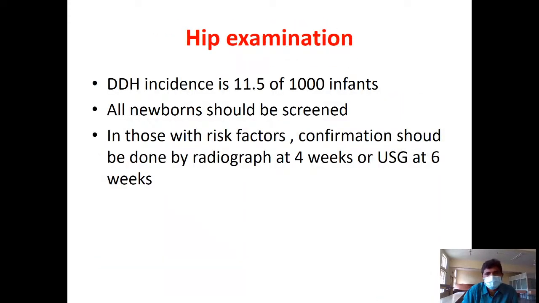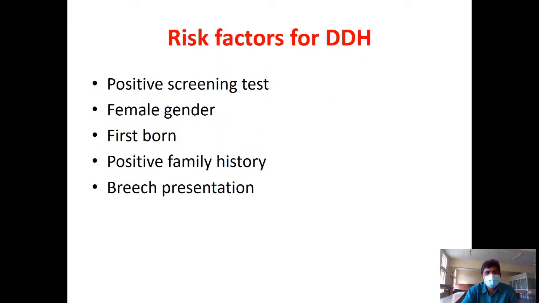Then hip examination for any developmental dysplasia of hip, that is DDH. The usual incidence is 11.5 per 1000 infants. All newborns should be screened, and in those with risk factors you need to screen very frequently, and confirmation should be done mostly by ultrasound at 6 weeks of life. What are the risk factors for developmental dysplasia of hip? Female gender, firstborn, positive family history, and breech presentation. A positive screening test is also a risk factor for DDH.